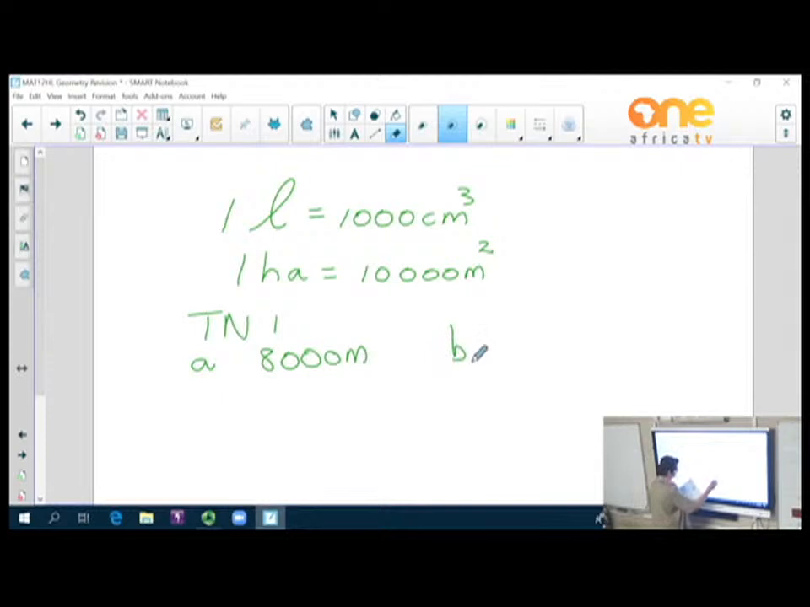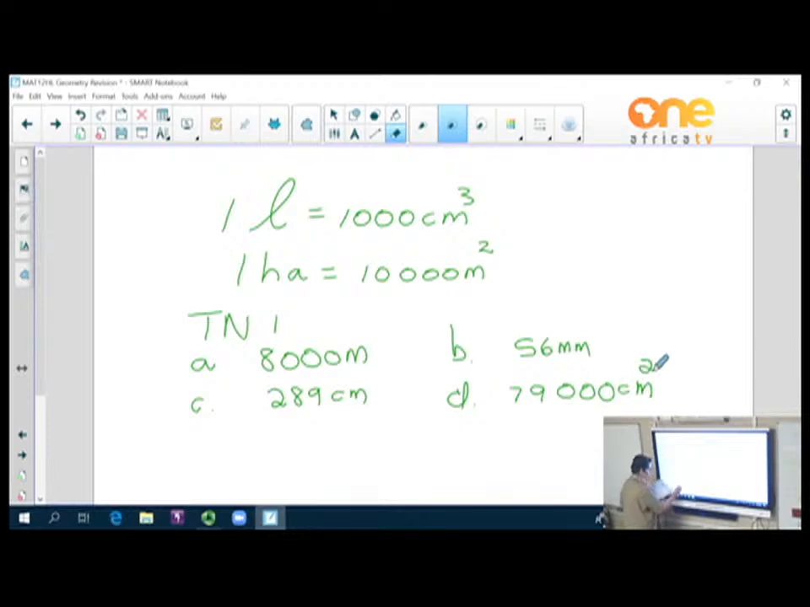Number B, 5.6 centimeters in millimeters, 56 millimeters. Number C, 2 meters, 89 centimeters, just centimeters, so it will be 289 centimeters. This is really very easy. Number D, 7.9 square meters in square centimeters. So now I'm going to multiply with that 10,000 to change it to square centimeters.